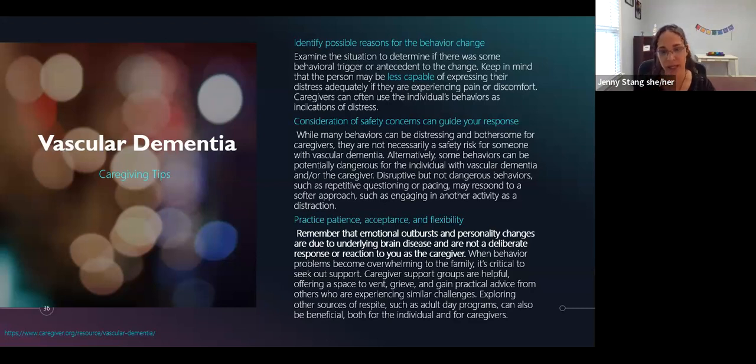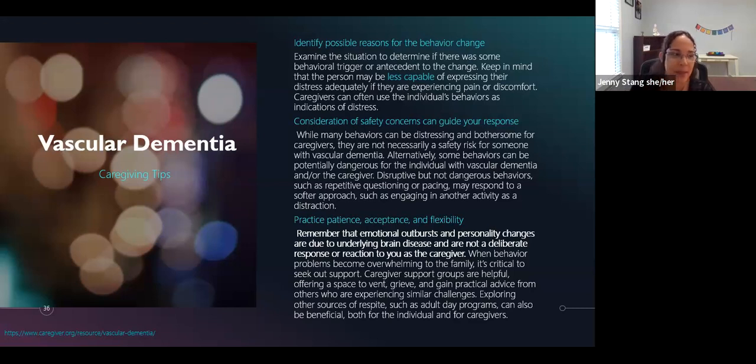Disruptive but not dangerous behaviors such as repetitive questioning or pacing may respond to a softer approach, such as engaging in another activity as a distraction. Okay, so if they're being disruptive but they're not in danger, and you're not in danger, try to distract them. Maybe put on a song that they like, or a program that they enjoy. If they still like to, they like to flip around with books or color or something else.